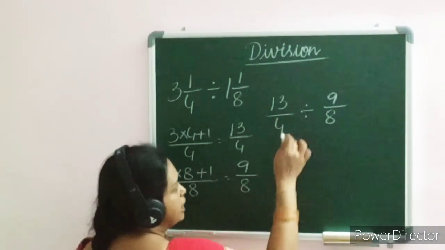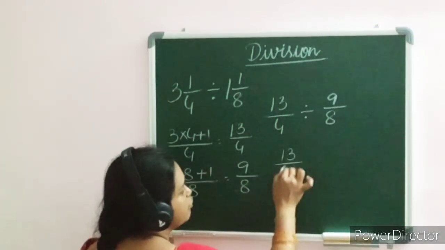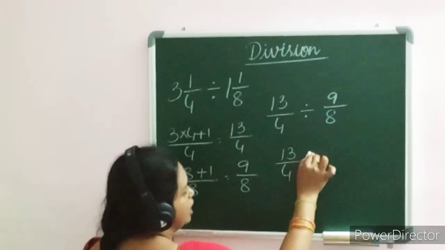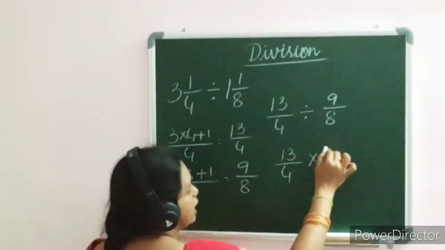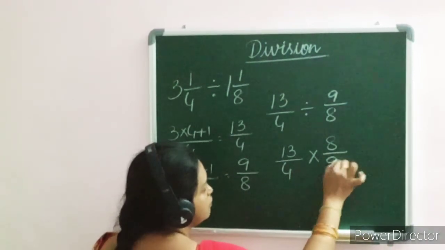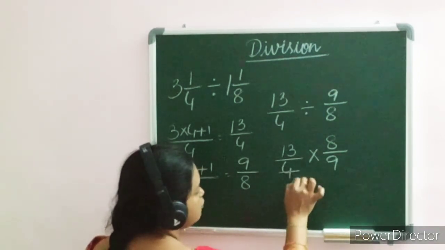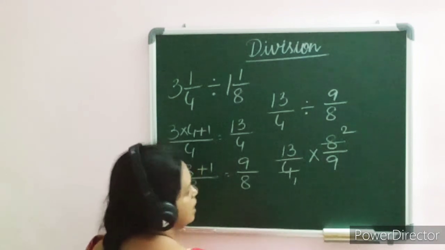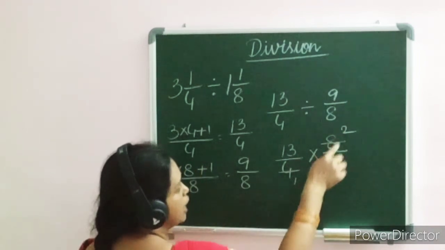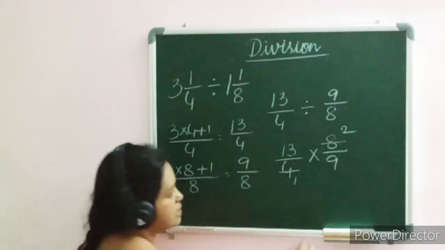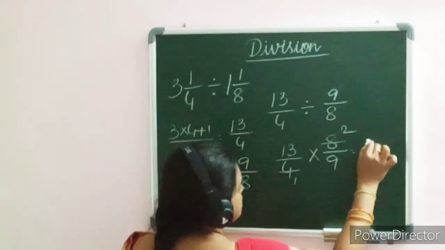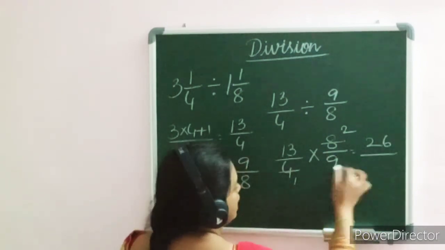So this is the dividend fraction. 13 by 4 will not change. Write the multiplicative inverse of 9 by 8, which is 8 by 9. Now with the 4 table you can cancel: 4 ones are 4, 4 twos are 8. Can you cancel 13 and 9, or 2 and 9? You cannot cancel. So multiply both the numerators: 13 twos are 26, 1 nines are 9.